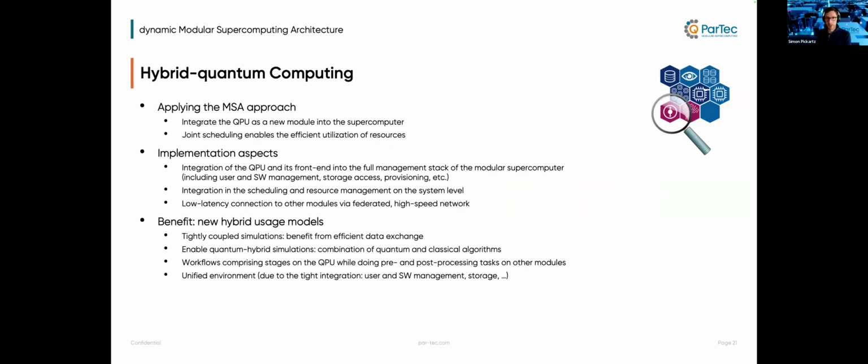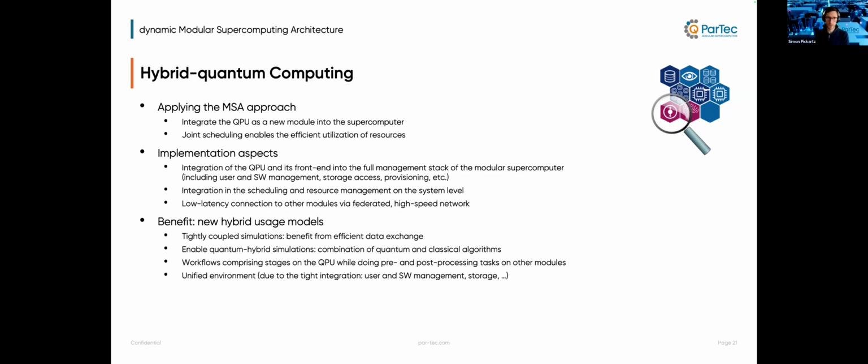When introducing the dMSA, I also introduced that we are thinking and working on integrating different hardware types than classical computer accelerator devices. So for example, quantum devices. And also here we would like to apply the dMSA approach. So that means we strive for integrating the QPU as a new module in the supercomputer, but we have a certain difference compared to classical compute resources.